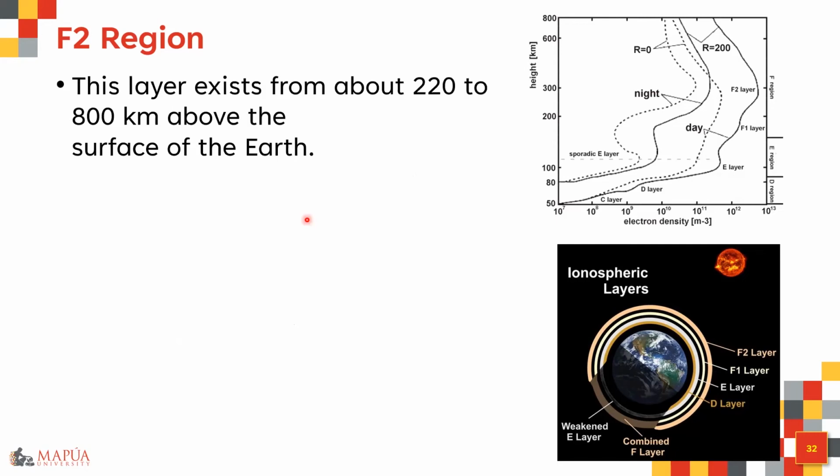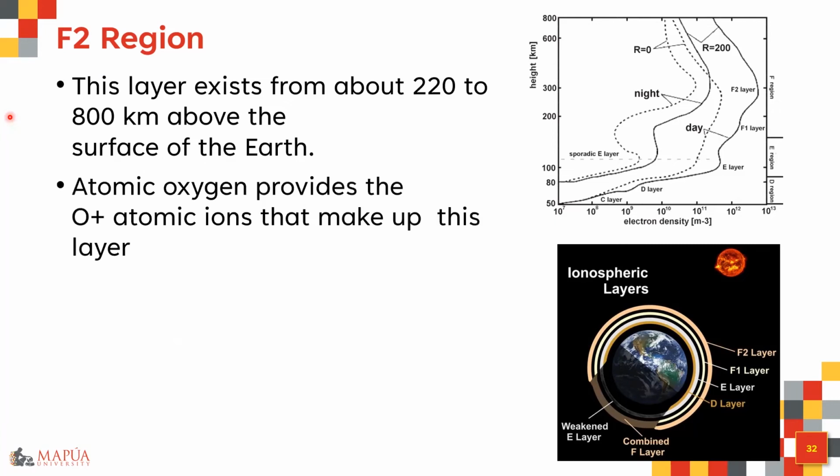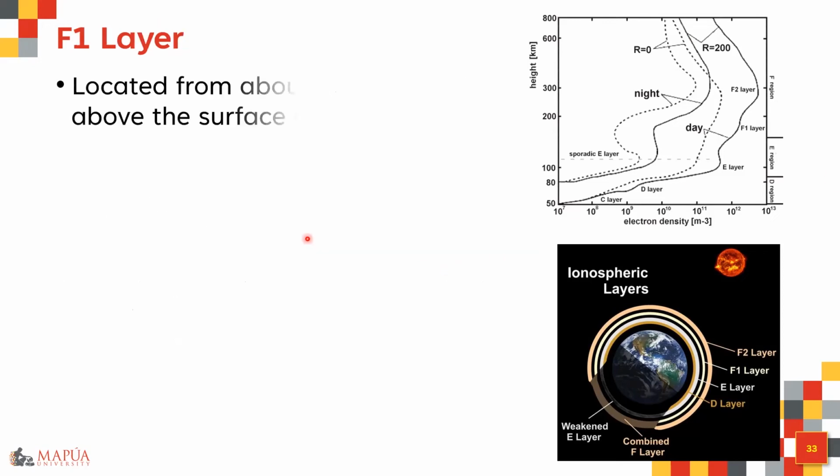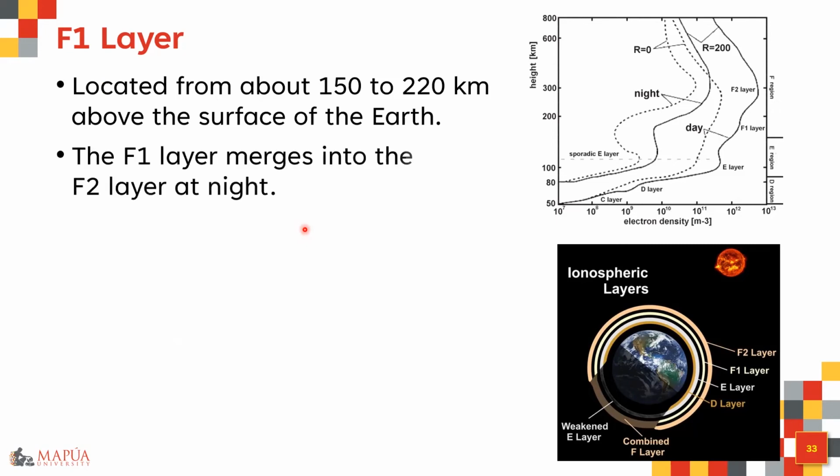So this layer exists from about 220 to 800 kilometers. Atomic oxygen provides the O+ atomic ions that make up this layer. Approximately 300 to 400 kilometers is where you can find the maximum electron density in the F2 layer. During daytime, an F1 layer is located about 150 to 220 kilometers above the surface of the Earth. And during nighttime, as I mentioned earlier, F1 and F2 merge into one F layer.